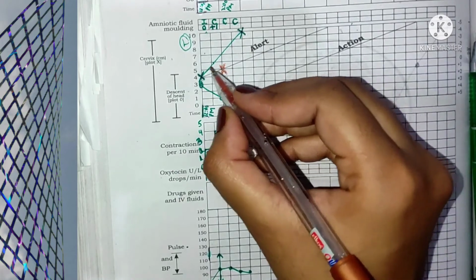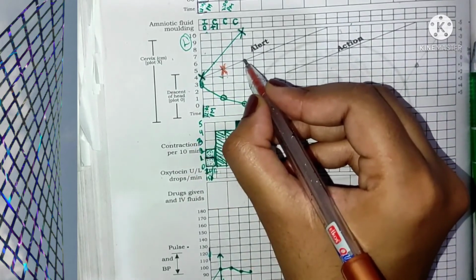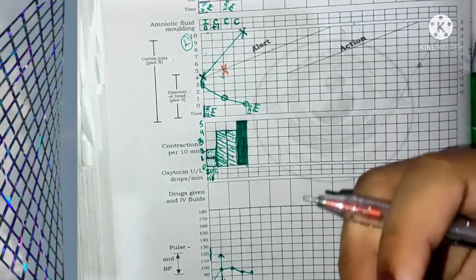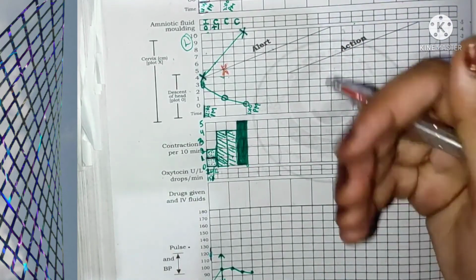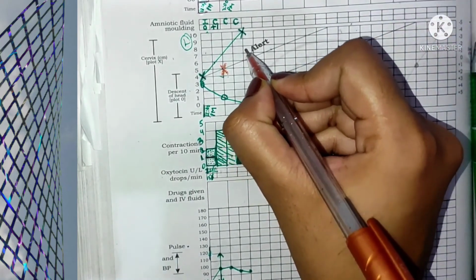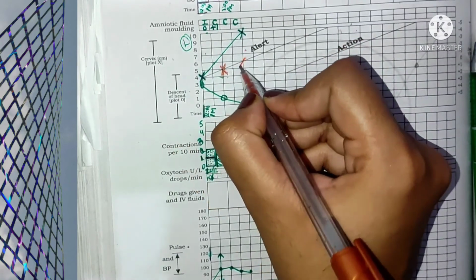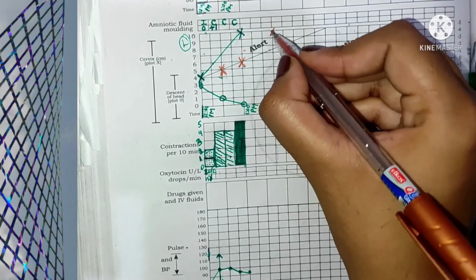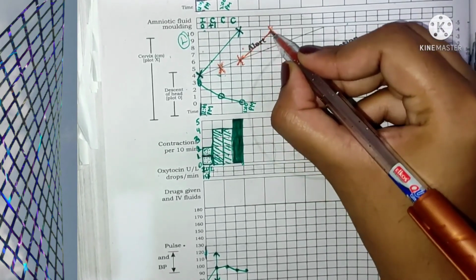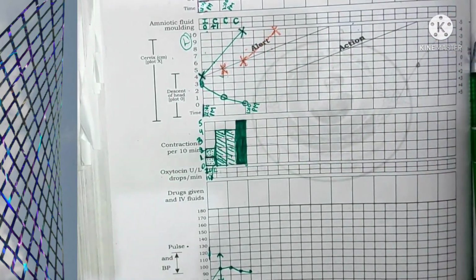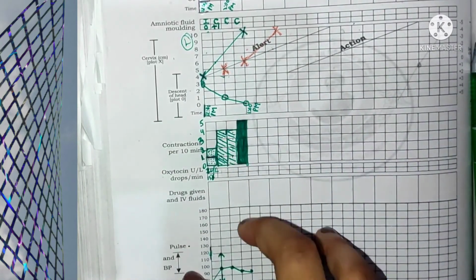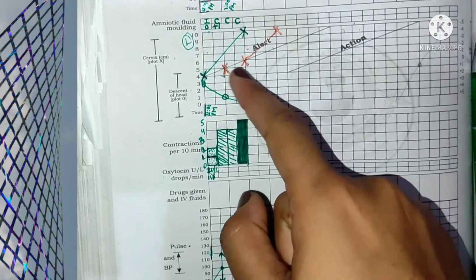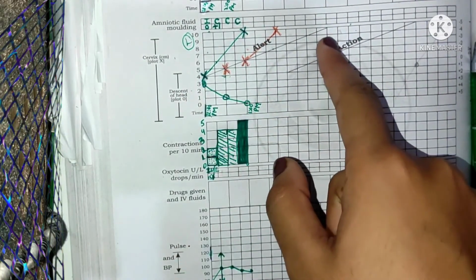Suppose the patient came to you at 6 centimeter, okay, at hospital at 6 centimeter dilatation you recorded at your first vaginal examination, then you need to place the cross over here, over the alert line at 6 centimeter. Okay, then suppose it went to 10 centimeter, then you are going to place it like this. Okay, always when you start documenting the partograph, always place a cross over your alert line.